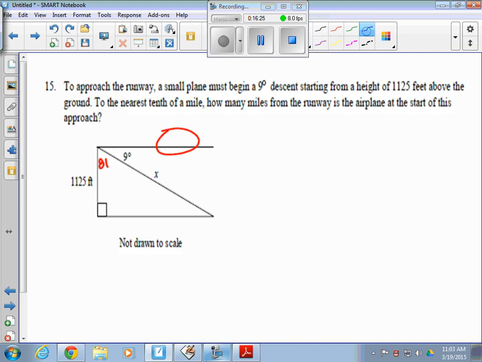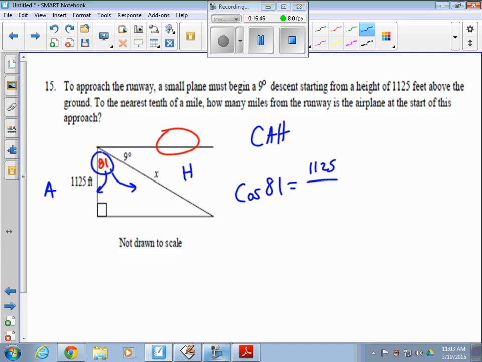So we're doing the same thing. This is our perspective now, 81. We know we have an adjacent and we have a hypotenuse. So we're using the cosine. It's the CA part of SOHCAHTOA. Cosine of 81 is equal to the adjacent, which is 1125, over the hypotenuse variable. Multiply both sides by x.